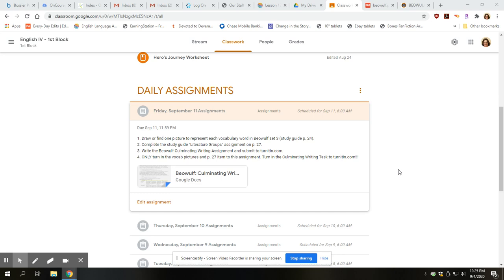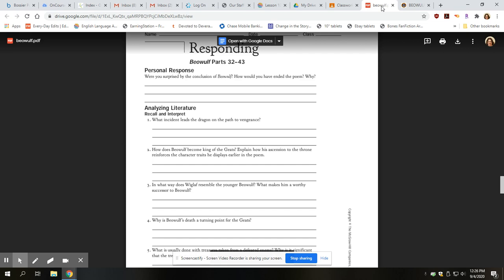So we have several things that we're going to do today, finishing up this unit. We're finishing up this whole unit, and next week we're going to move on to something a little bit different. All right, so here are your assignments for today, and we're going to finish up with the third set of vocabulary because we didn't get to completely finish our assignments for it. So the first thing you're going to do is go back to that vocabulary set that we went over yesterday in your study guide on page 24.